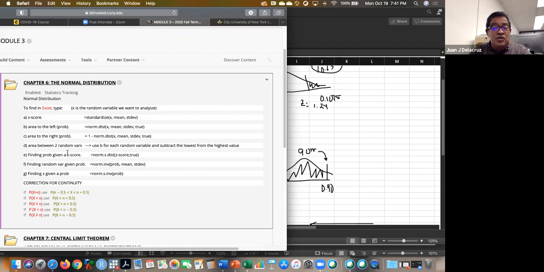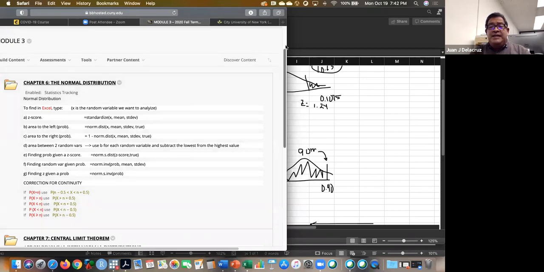So if I have the z-score and I want to find the probability, this is the formula. Finding the random variable given a probability: in this case, I don't have the z-score, I just have the probability. If I know the mean and the standard deviation, I can find the value of X. And finally, finding the z-score given a probability: I know the area under the curve, so I'm going to find the z-score that divides it, which is also called the critical value, right? So I think that's it.